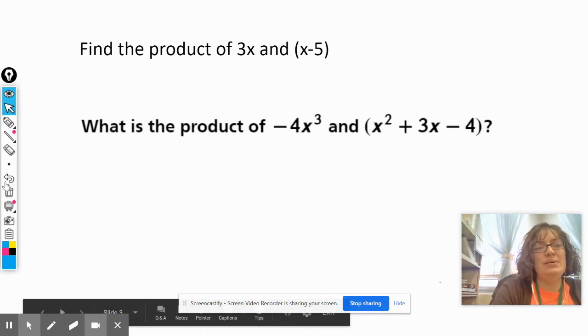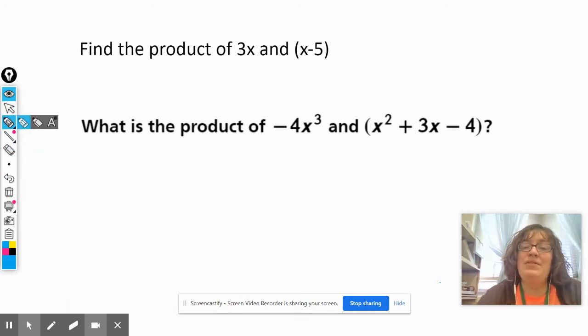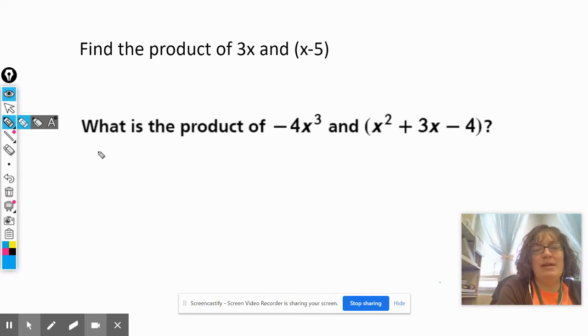This one says, what is the product? So again, multiplication of negative 4x to the third, and then the trinomial x squared plus 3x minus 4. So again, you can either set this up as a multiplication with the distributive, so negative 4x to the third times (x squared plus 3x minus 4).